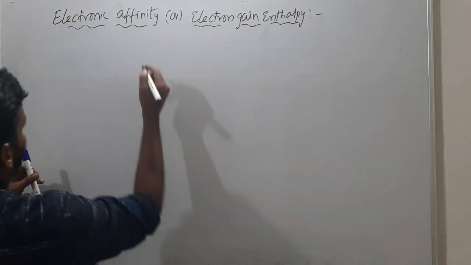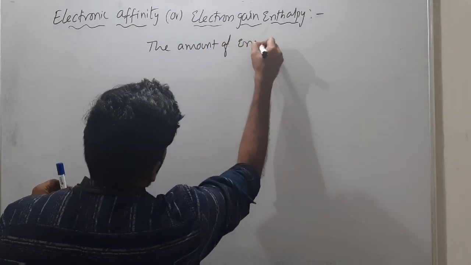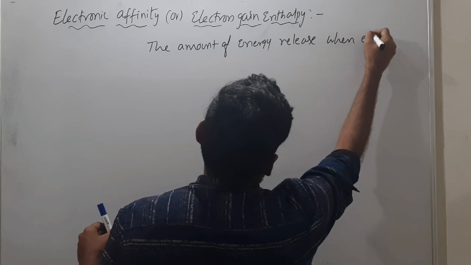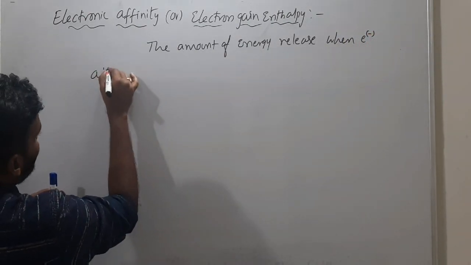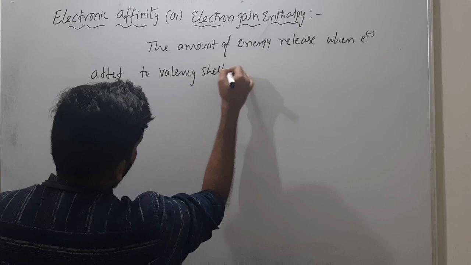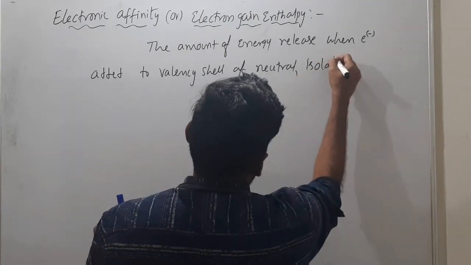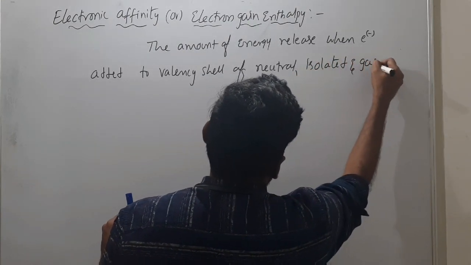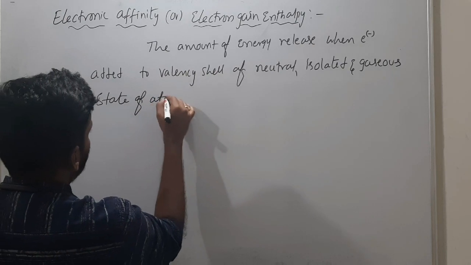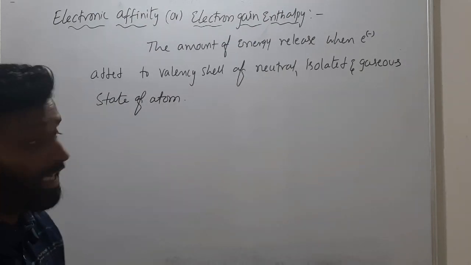So, what you can define? The amount of energy released when electron added to valency shell of neutral isolated and gaseous state of atom is called electronic affinity or electron gain enthalpy.